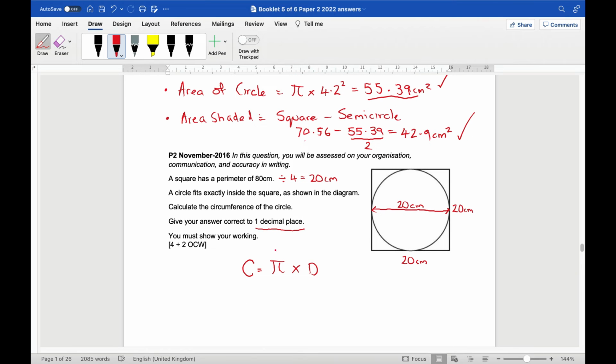And this one wants the circumference of the circle, so it's pi times the diameter, and we worked out that the diameter is 20.